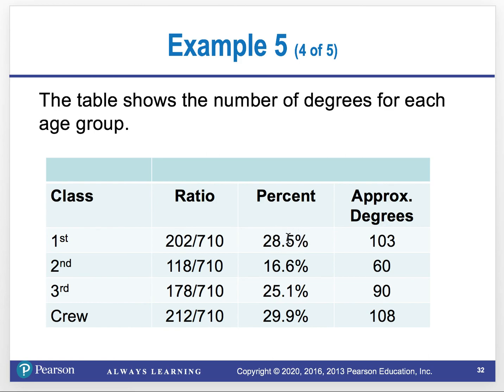And then you want 28.5% of 360, because the entire circle is 360 degrees. 28.5% of means multiply. So I'm going to multiply 28.5% times 360. Remember, when you're using a percent, we got to change it to a decimal. So I'd have 0.285 times 360. Notice it says approximate degrees. If you add these up, 361 degrees, because they've rounded here. They've done approximate, and most times that's the best you can get.